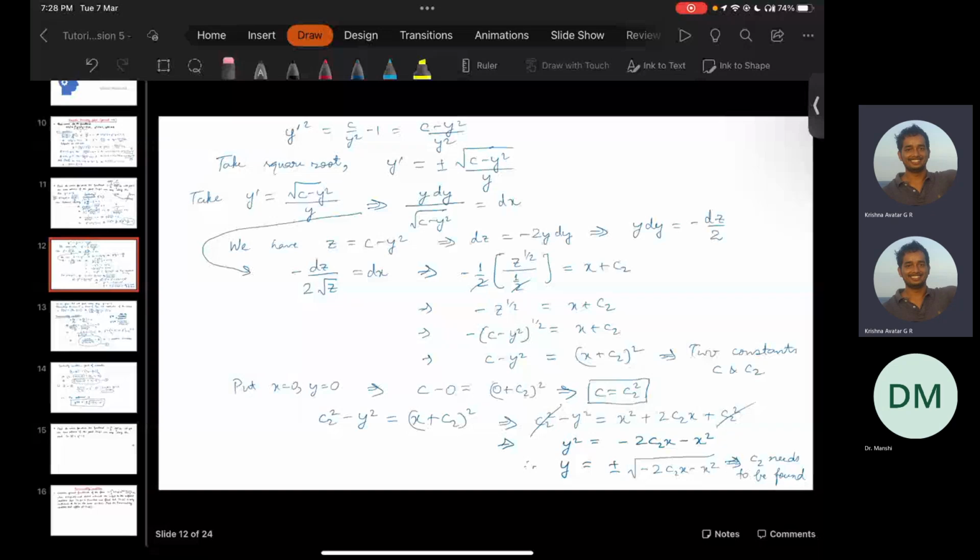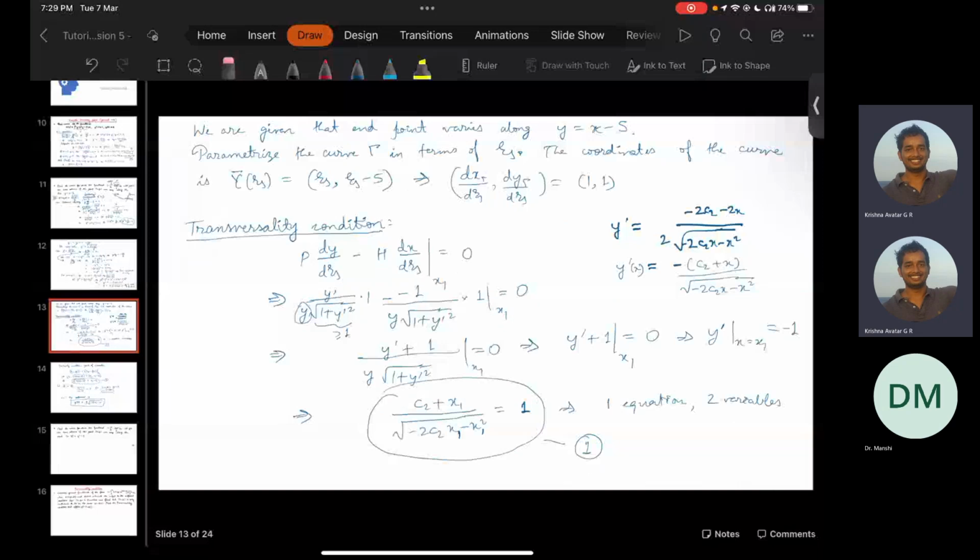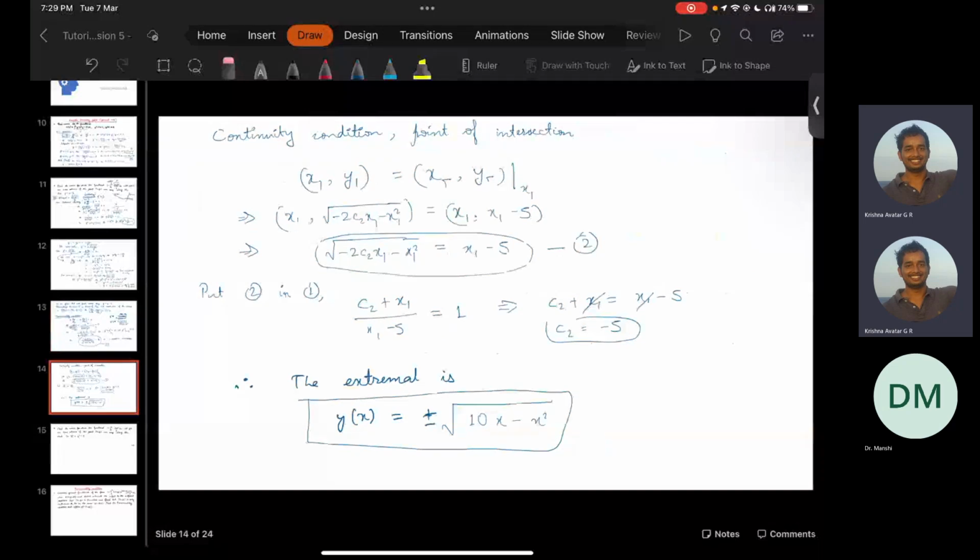Then we employ our transversality condition to obtain the condition for the second constant. And what you'll see is you won't be able to obtain the expression for the constant in one go. So then we need to use the point of intersection of the extremal as well as the constraint equation, along with the endpoint that has to move along it, and then we are able to obtain our extremals. So this is a general procedure for solving problems with transversality condition.